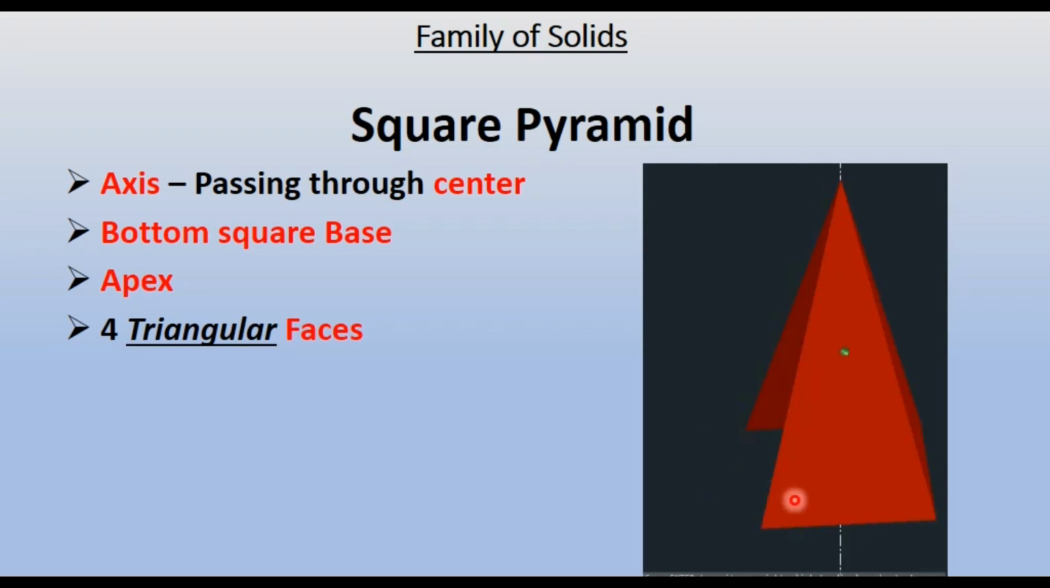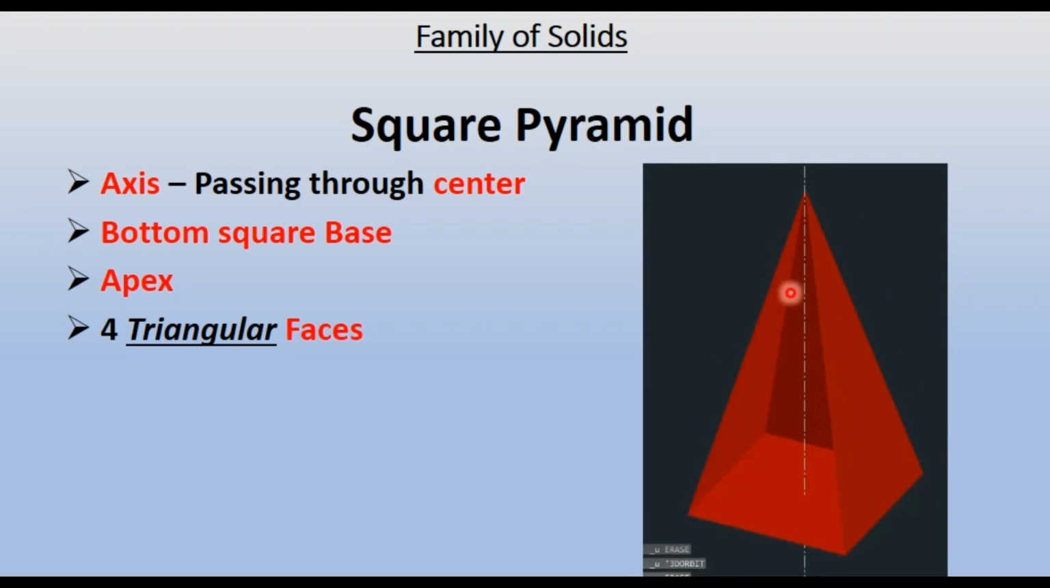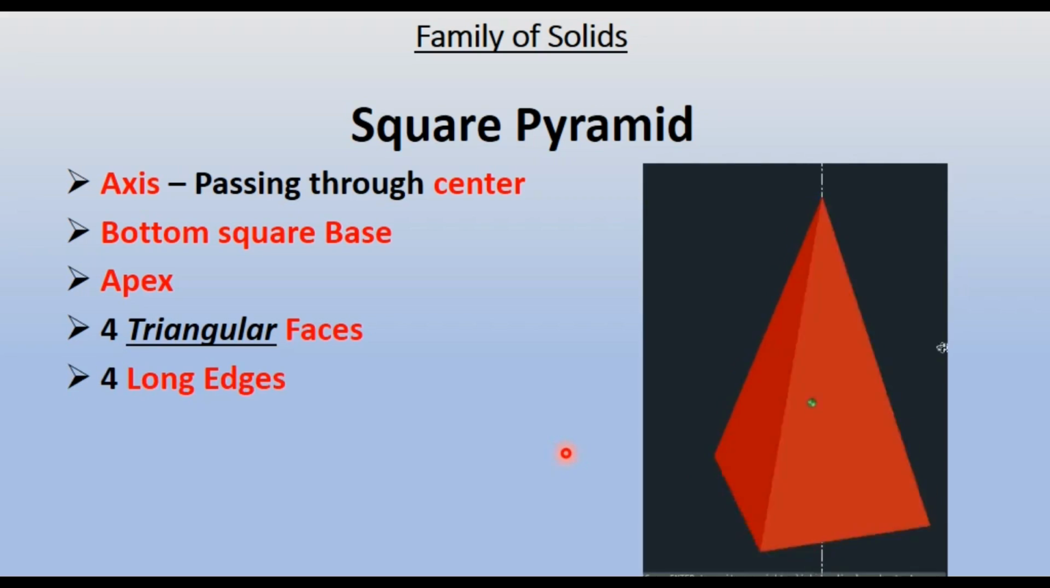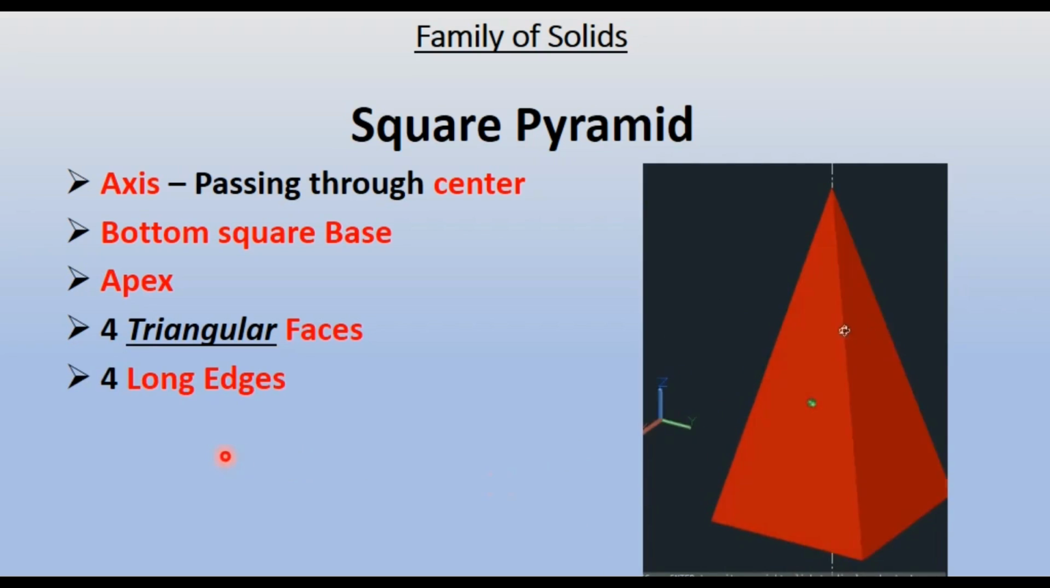Now I have deleted the base, and these are the triangular faces which I am deleting. So this is one of the 4 triangular faces. Wait a minute. Sorry. So these 4 triangular faces will form the square pyramid. See that, these 4 faces. And now the square pyramid will also have 4 longer edges similar to the square prism. These lines will be the 4 long edges in a square pyramid. See, I'm drawing one edge.